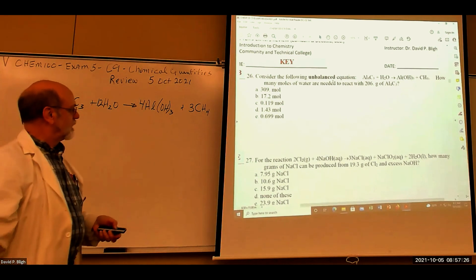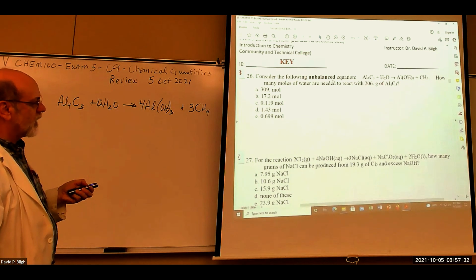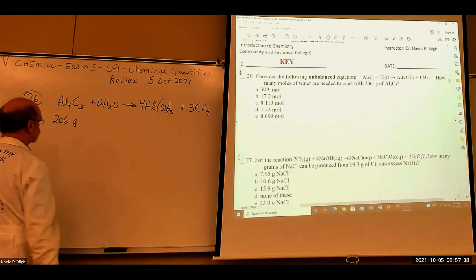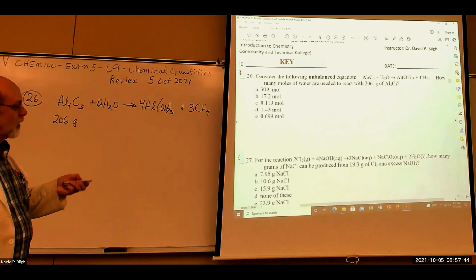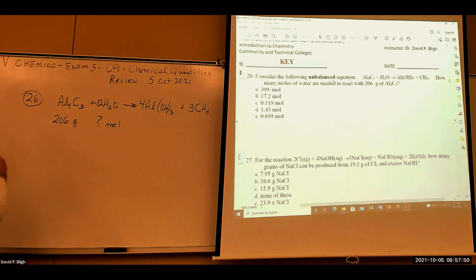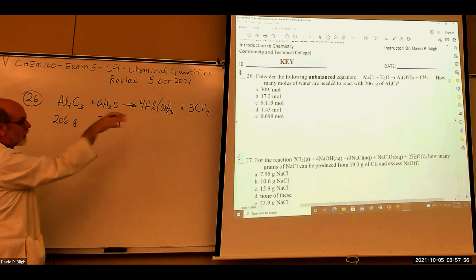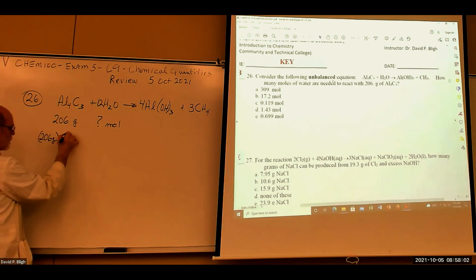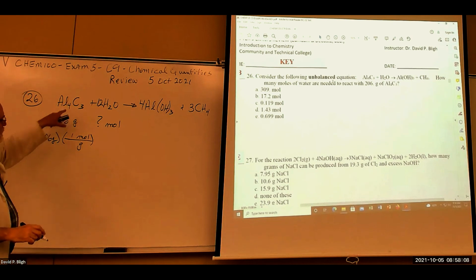All right. So now what are we given? 206 grams of aluminum carbide. And the question is, how many moles of water are needed? So the question here is moles of water. We know this is going to have to be converted to moles. That's the only way to go anywhere in this equation. So we need 206 grams to moles. What's the molar mass of this compound?